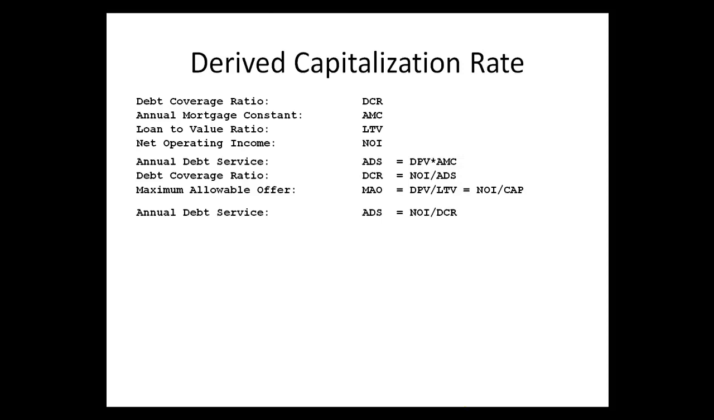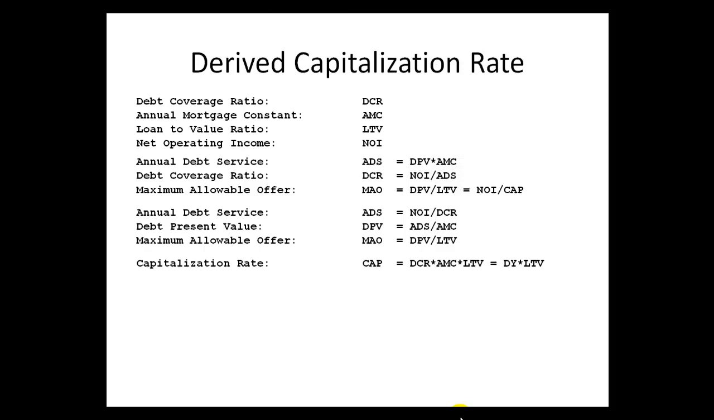So we start with the annual debt service is the net operating income divided by the debt coverage ratio. The debt present value is the annual debt service divided by the annual mortgage constant. The maximum allowable offer, or the value of the property, is equal to the debt present value divided by the loan-to-value. Thus you can see the capitalization rate is debt coverage ratio times annual mortgage constant times loan-to-value ratio, which is also equal to the debt yield times the loan-to-value ratio.